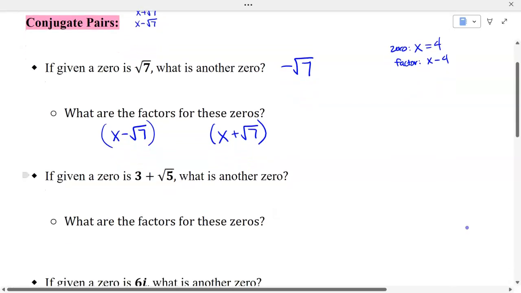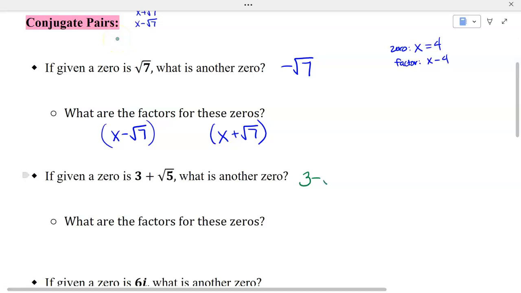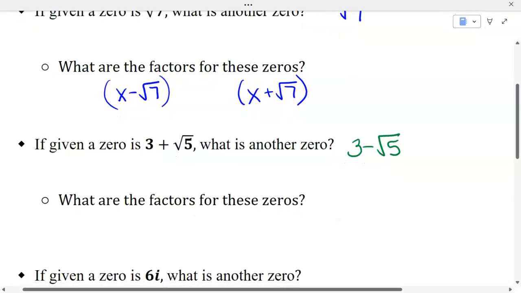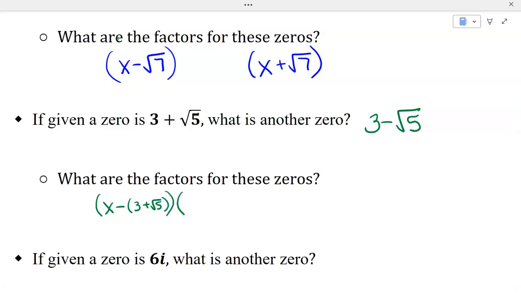Now, if we're given that a 0 is 3 plus the square root of 5, what is another 0? And I'm hopeful you're coming up with 3 minus the square root of 5. Now, this gets a little tricky trying to write our factors because we're really just going to do x minus whatever the 0 is. So the first factor is going to be x minus (3 plus radical 5), and the other factor is going to be x minus (3 minus radical 5). That looks really yucky, and could you imagine multiplying all that across? It'd be a little bit challenging.